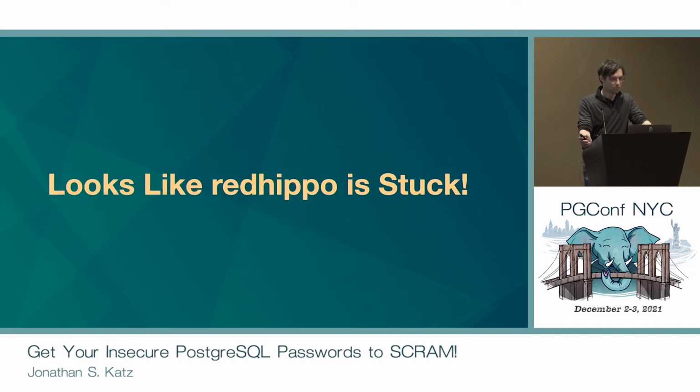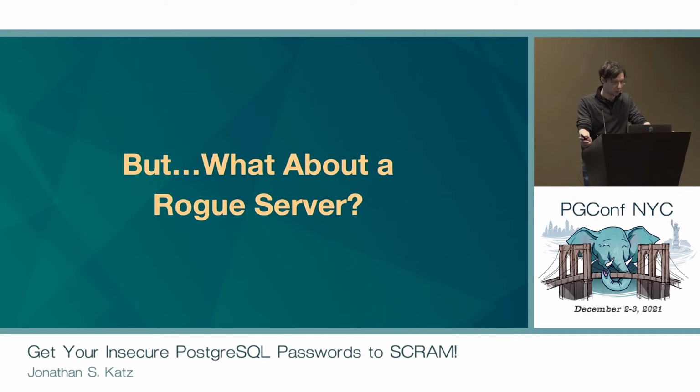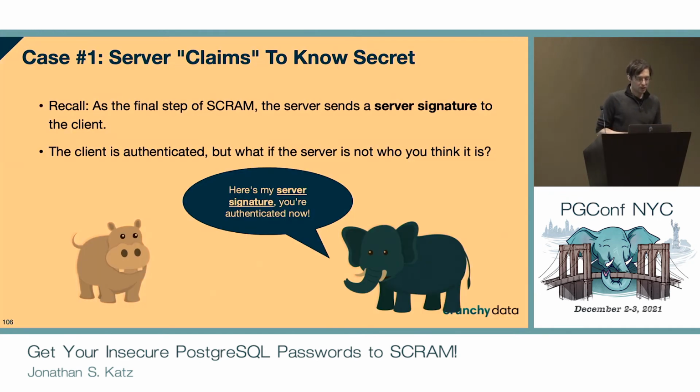So I think we've gotten Red Hippo stuck. But there's another element we need to consider here. And I intimated about it a little bit earlier, but we're stopping the rogue client, but what about a rogue server? First case, a server claims to know the secret.